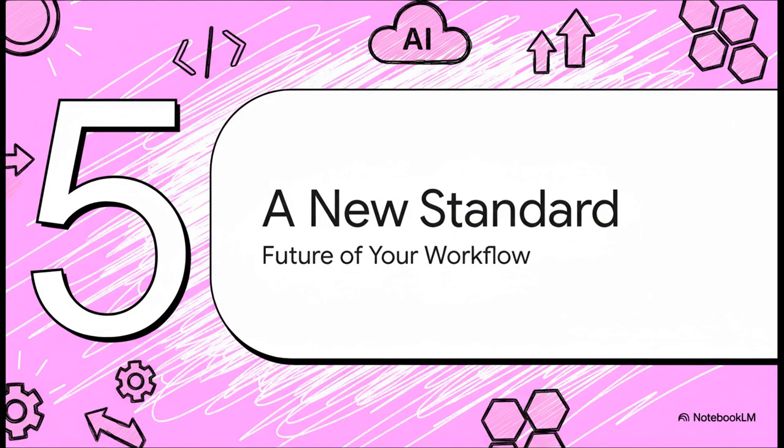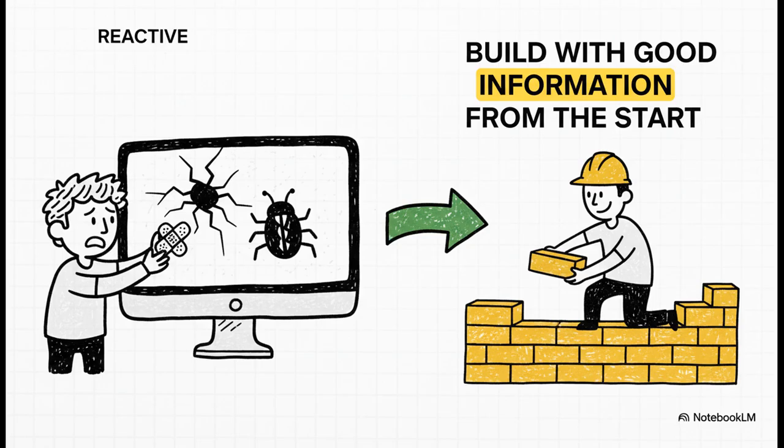All right, let's wrap this up. Because what we're looking at here isn't just some clever little utility. We're really looking at what could become a whole new standard for accuracy in how we develop software with AI. The big idea to walk away with is this. This isn't just a reactive tool for fixing problems after they happen. It's a proactive tool that helps you build with good, solid information right from the get-go. And that fundamentally changes your entire workflow to be way more precise and efficient.